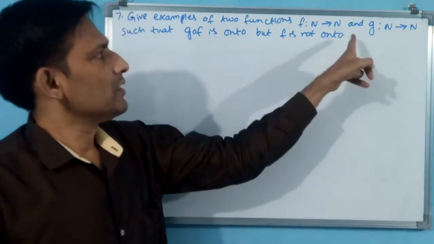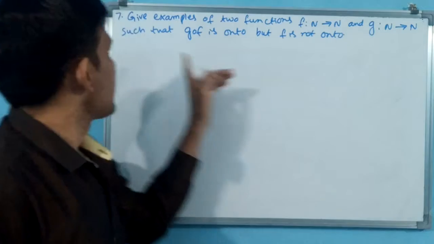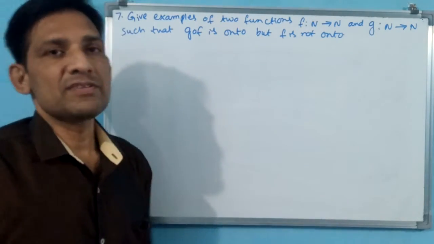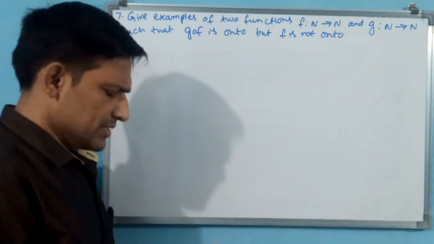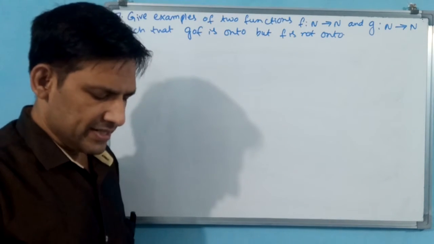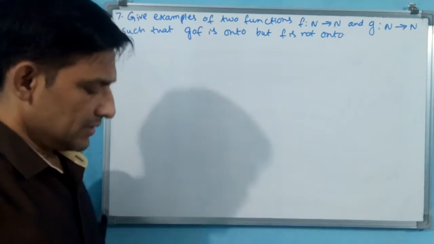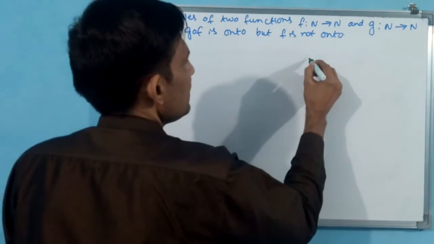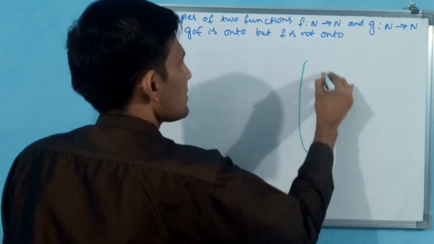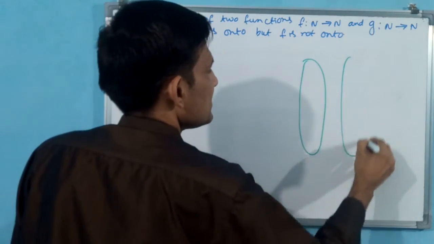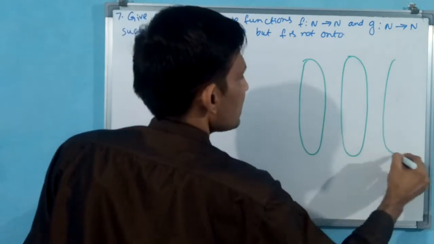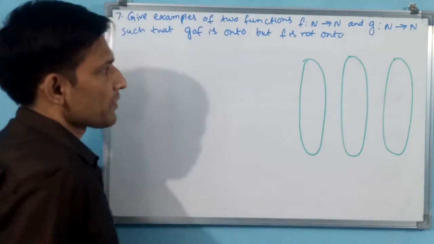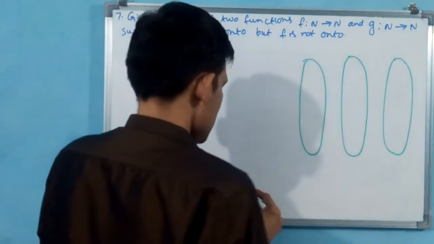Let us see N to N, such that g o f is onto, but f is not onto. He has given a hint, same hint only we will take. We will design that function. Okay, you see, 3 circles you have to draw or ellipses. All are natural numbers only here. Now you take A, B, C. This is say f.